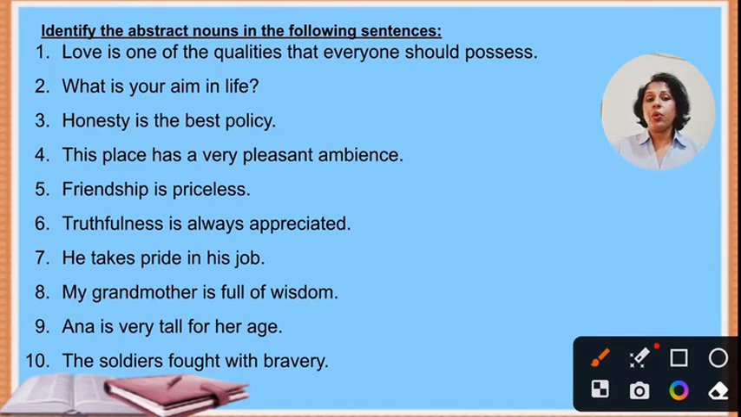Love is one of the qualities that everyone should possess. Which is an abstract noun here? Love. Of course, love is an abstract noun here. What is your aim in life? Aim is an abstract noun and life is also an abstract noun. Aim means your desire. Yes?